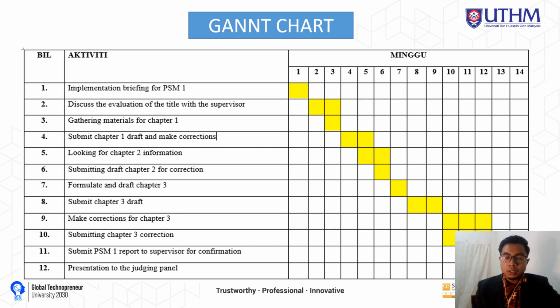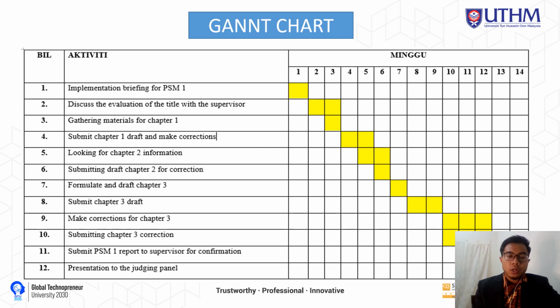material for chapter one, which we use to build this title. We take data from PDFs, from the internet, and from the library. Next is submitting the chapter one draft and making corrections. Second is looking for chapter two information. Next is submitting the draft of chapter 2 for correction at week 6.